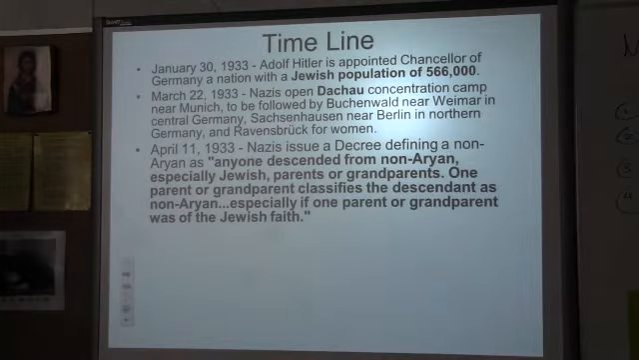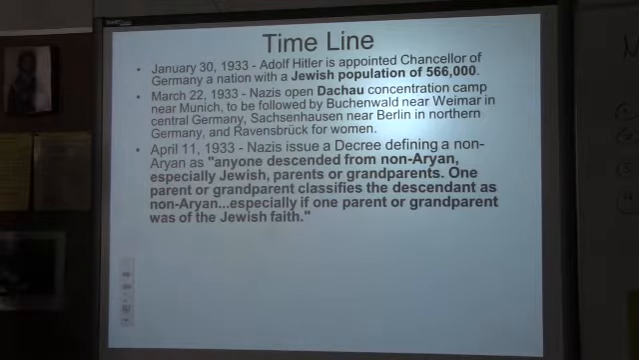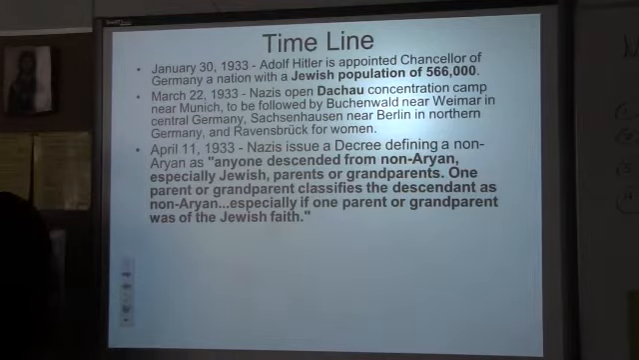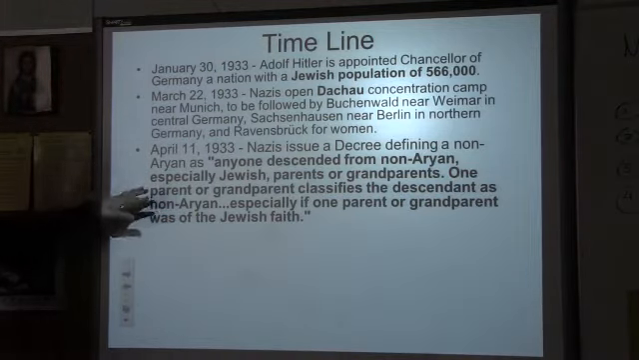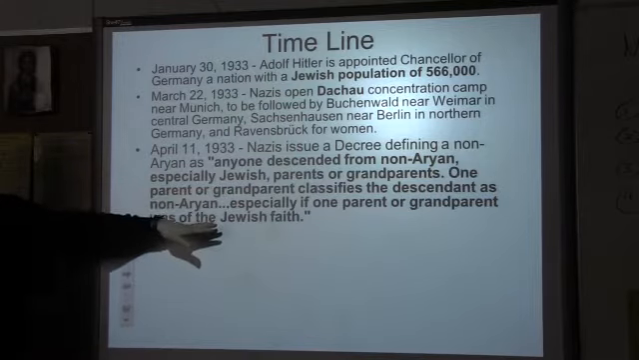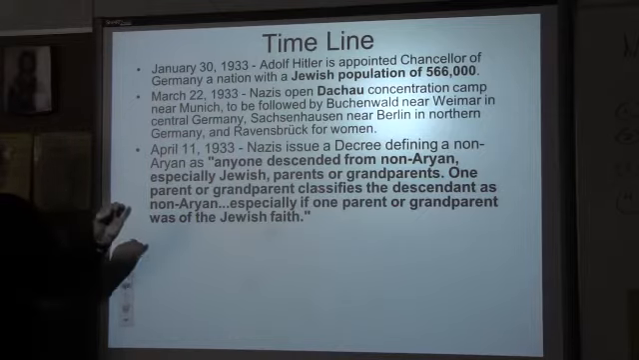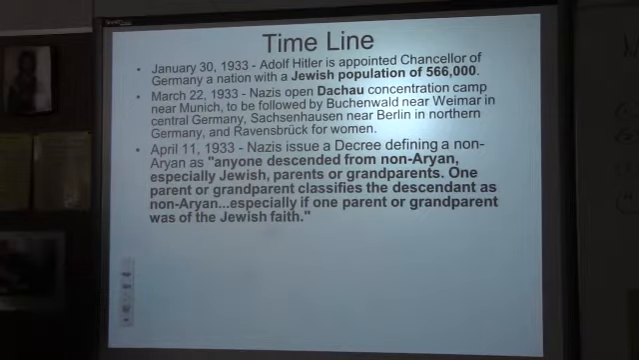So while you write frantically, I'll read it to you. Anyone descended from non-Aryan, especially Jewish, parents or grandparents. One parent or grandparent classifies a descendant as non-Aryan, especially if one was of the Jewish faith. But it was more than just a Jewish faith, it was a Jewish nationality. So you can see the definition was picking on Jews, but they didn't even want anything else in your blood. You had to be that perfect German, that perfect Aryan.